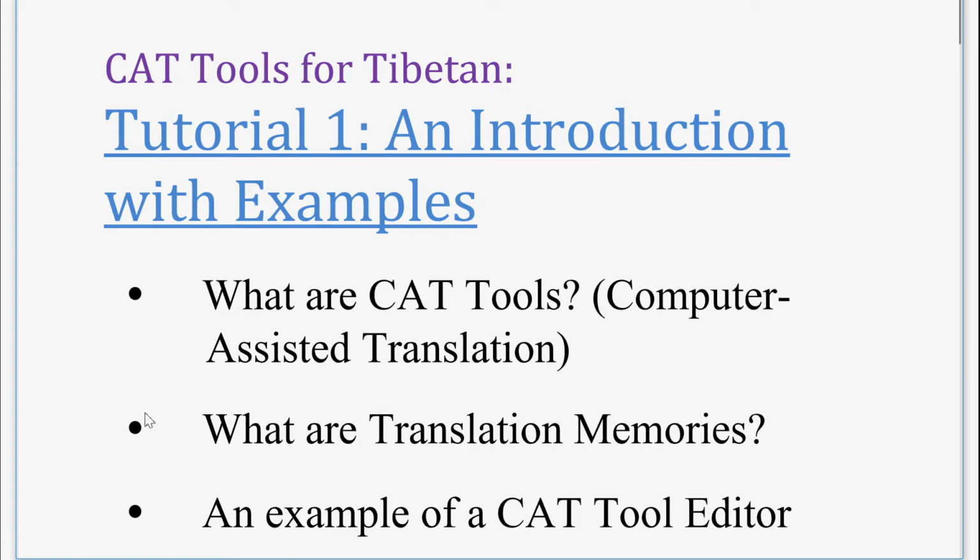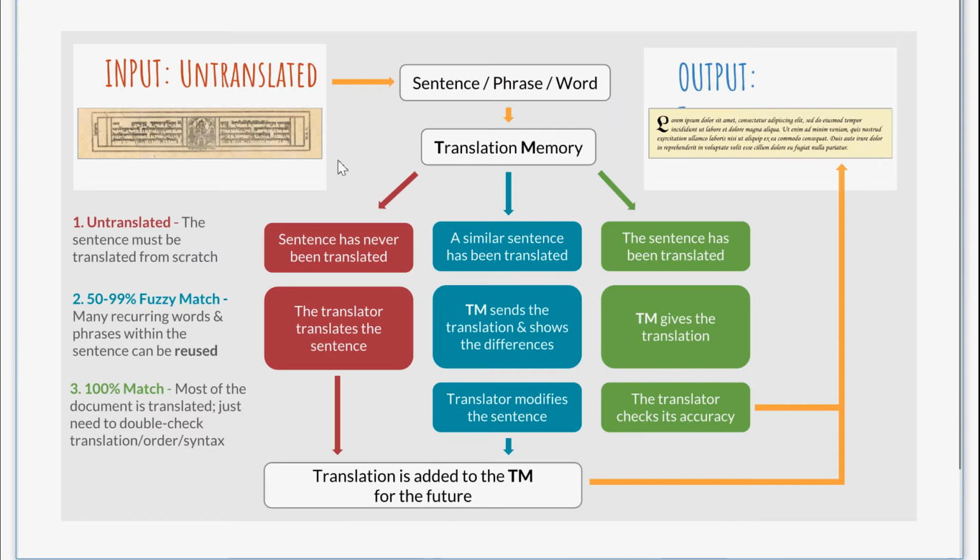Typically, as you work on a translation, a CAT tool will create a memory in the form of translation memories, and then it will recall those translation memories in a useful way as you work on future translations. So I'll show you some diagrams, and then I'll give you an example of an actual CAT tool editor. So this is basically how the process works.